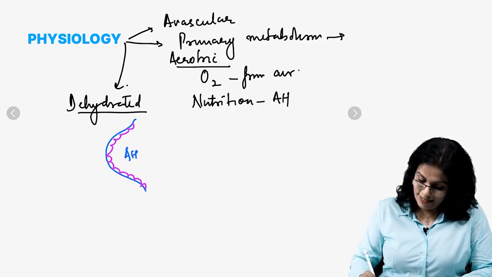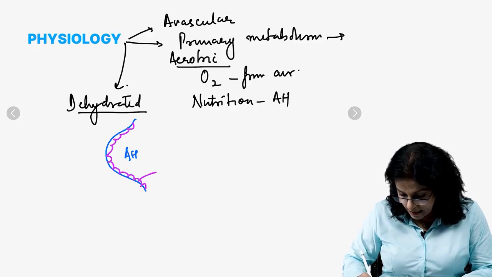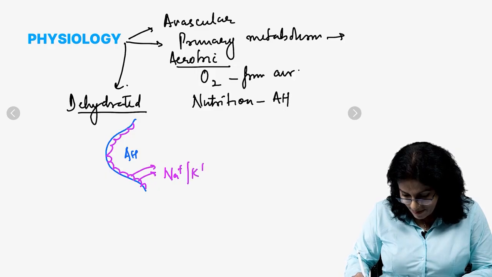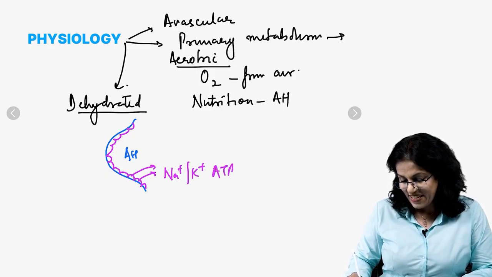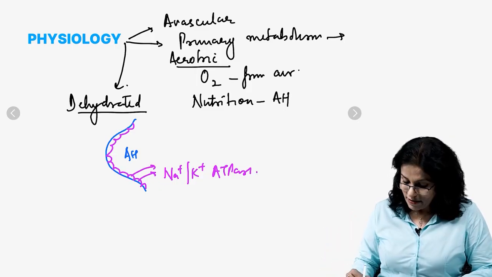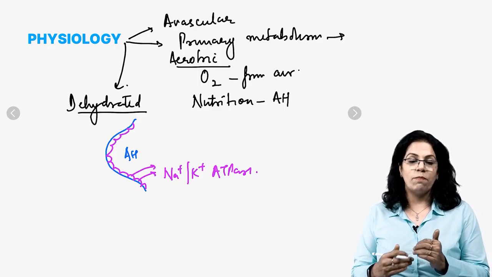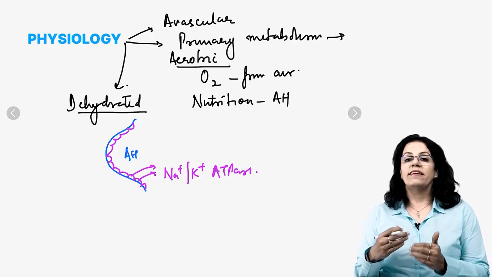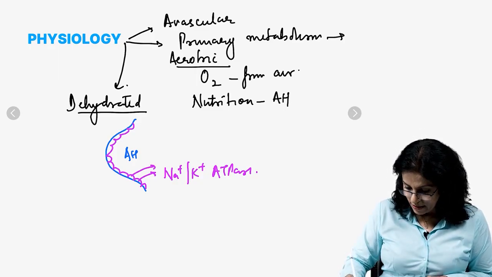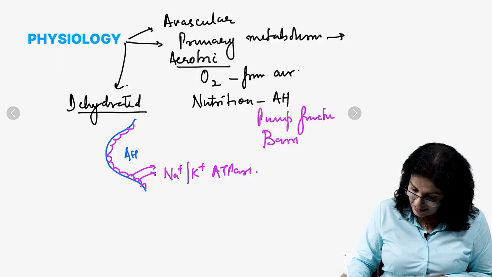What is very important is, whatever water enters the cornea is immediately pumped out by the sodium, potassium, ATPase pump. Okay? So this is pumped out by the sodium, potassium, ATPase pump. And this pump mechanism is called pump function and barrier function. So it is the pump function and barrier function of endothelial cells.